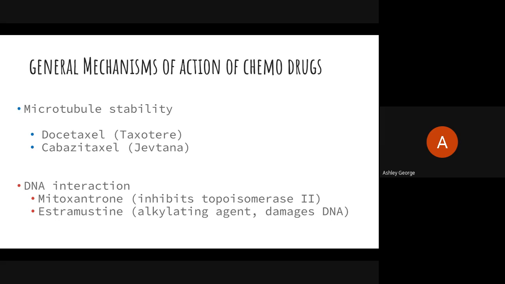So that arrests the cell cycle, and it prevents the ability to accurately separate the chromosomes during mitosis. It arrests the cycle primarily in the G2 phase, which is part of interphase before mitosis, and then also within mitosis. And that leads to cell death, often through a programmed cell death called apoptosis. And so cabazitaxel works similarly.